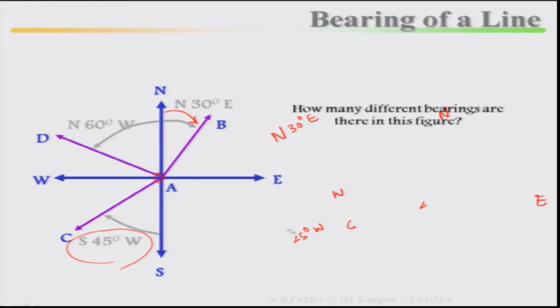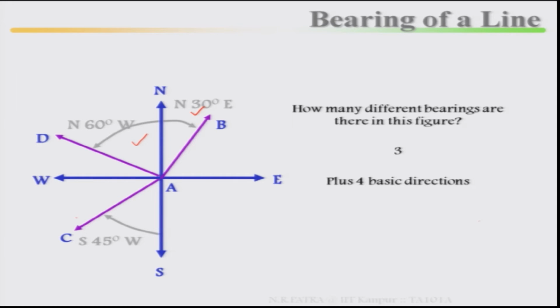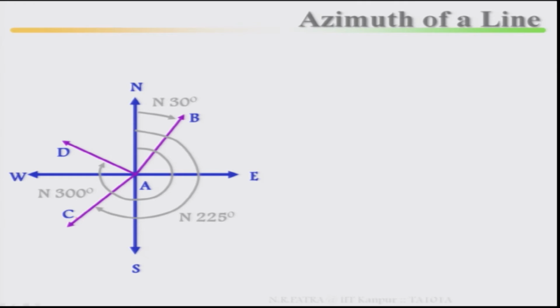Now, look at these questions you can answer in this case. How many different bearings are there in this figure? As I said, bearings are with respect to either north or south. In this case, with respect to north there are northeast and northwest, bearing 1 and bearing 2, and with respect to south it will be towards your west. That means 3 bearings are there; the answer is 3. Then plus 4 basic directions: north, south, east and west. Bearing definition is over.